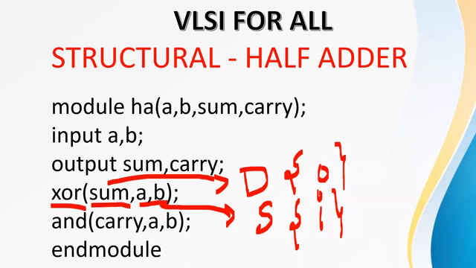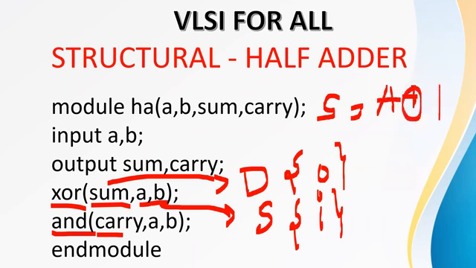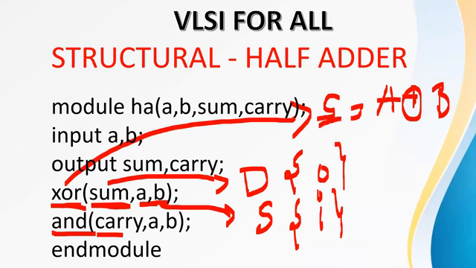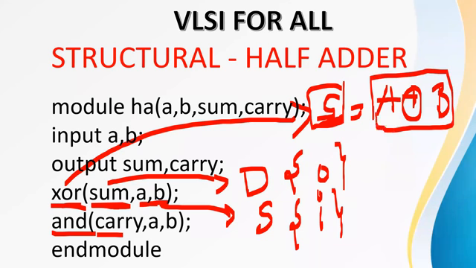We know that sum is equal to A XOR B, right? So we are using the XOR gate, and this is the source and this is the destination. This automatically refers to this formula. So we are indicating this complete formula using a single gate. This single gate primitive is nothing but XOR. This is the output and these two are the inputs.